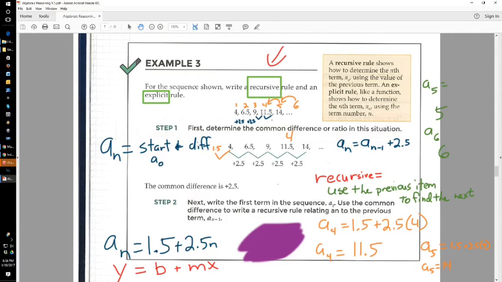And if you want to write it like a linear equation, you can write a sub n equals 2.5n plus 1.5, that's fine, because it's y equals my slope, 2.5, times x plus 1.5. It's the same thing, just with a different set of variables. All right.